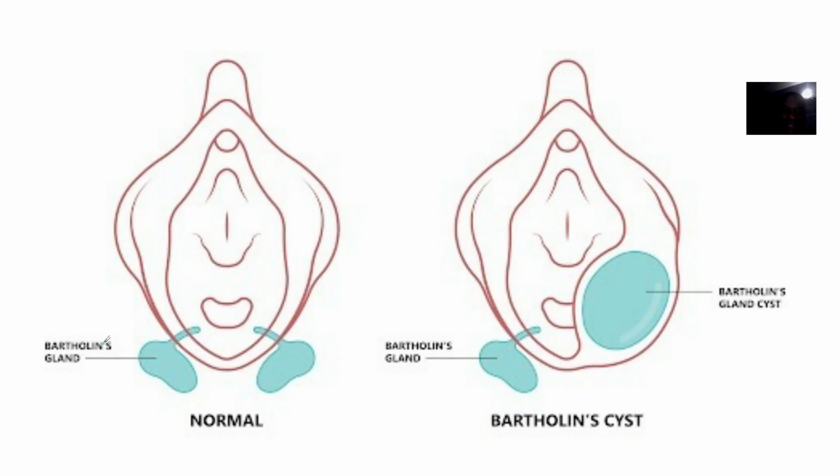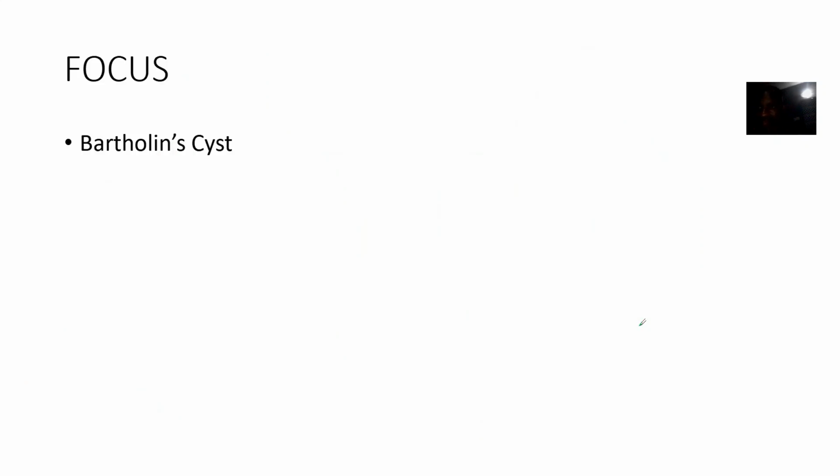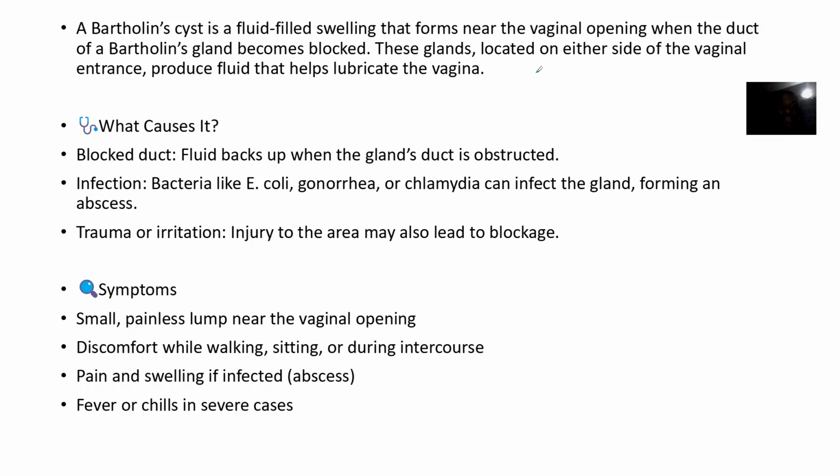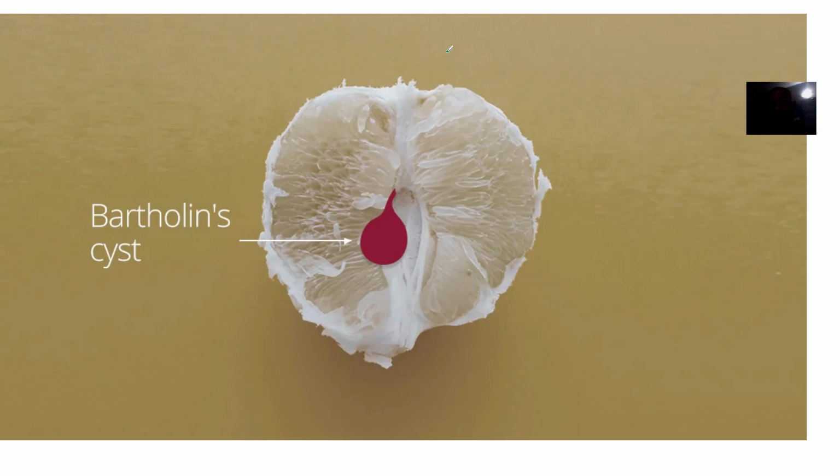So let me say, if you have the Bartholin's gland, Bartholin's glands are just glands that are side by side to your vagina. They are inside though. Now these glands could get enlarged, they could get inflamed, there could be fluid accumulation here. That's what they call a cyst. It's just a fluid filled swelling that forms near the vaginal opening when the ducts of the Bartholin's glands become blocked. Imagine that this is the vagina too.